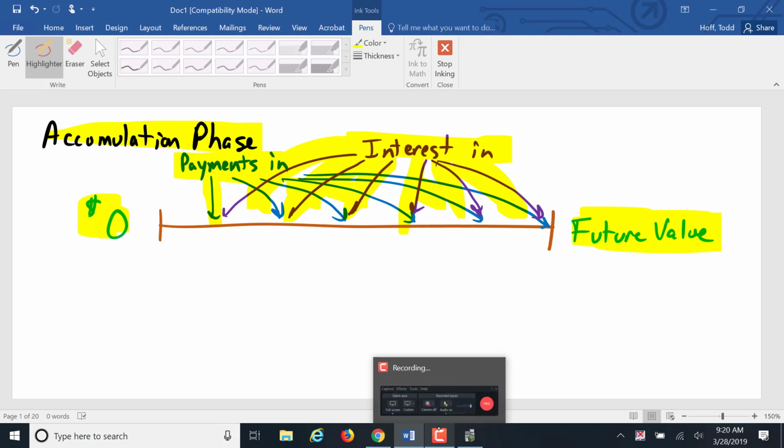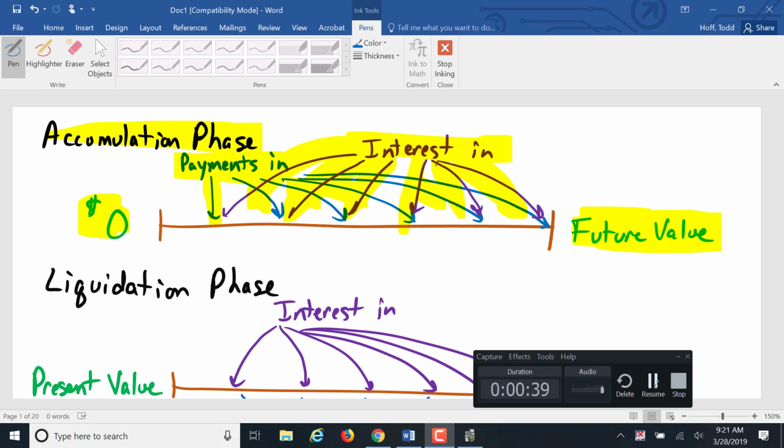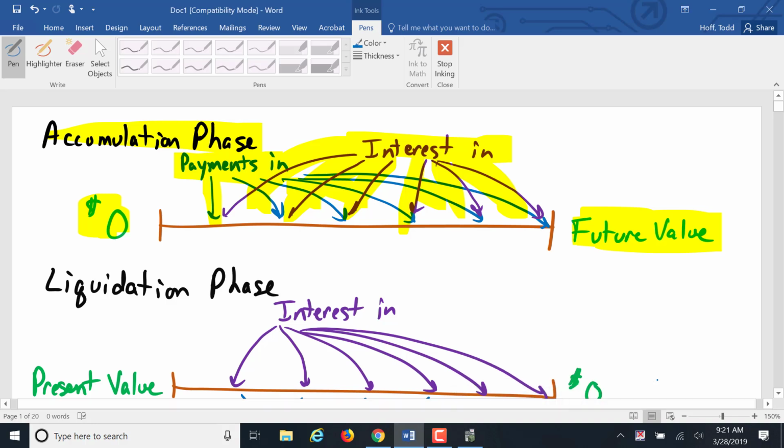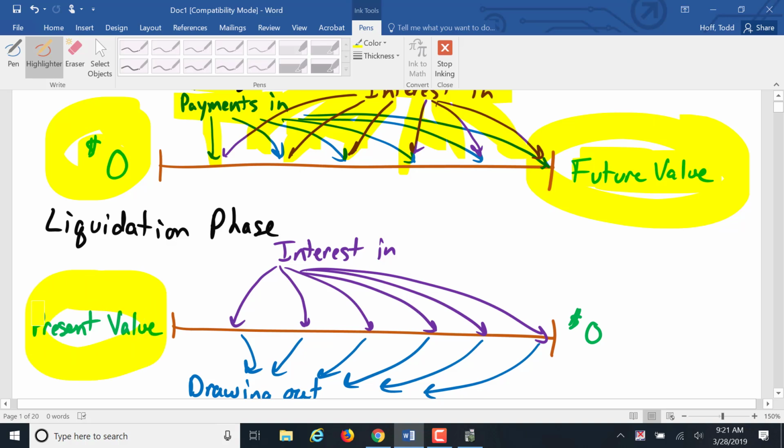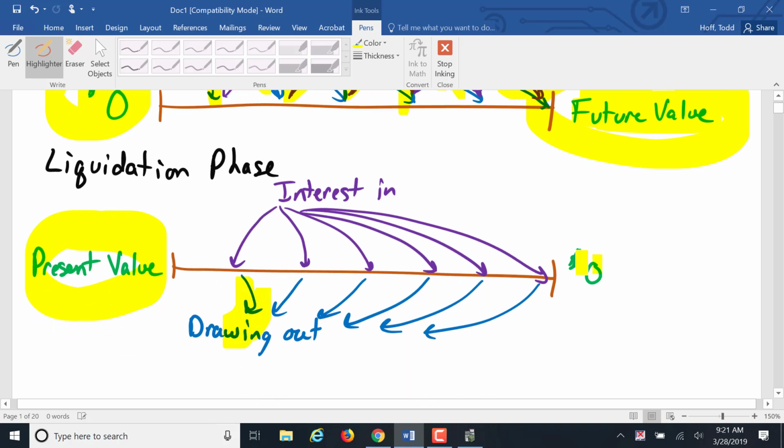The other side of that is the liquidation phase of the annuity. In this liquidation phase, the opposite's happening. Instead of starting at zero balance and building up to some future value balance, we're starting with a large balance, and we are drawing the money out to get down to a zero balance at the end of the final term. And of course, as always, interest is being paid in at the end of each period.